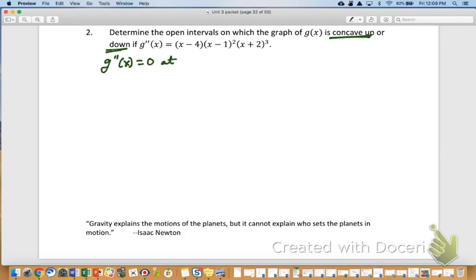And again, like before, because g double prime is factored, this is a pretty easy equation to solve. So g double prime will equal 0 at these 3 points right here. So make a little sign chart for g double prime.